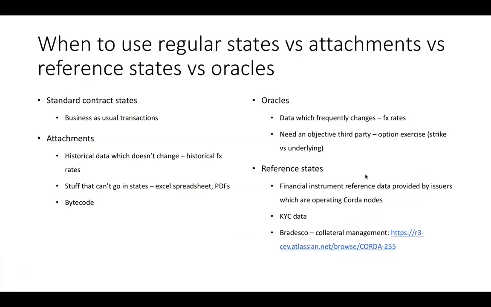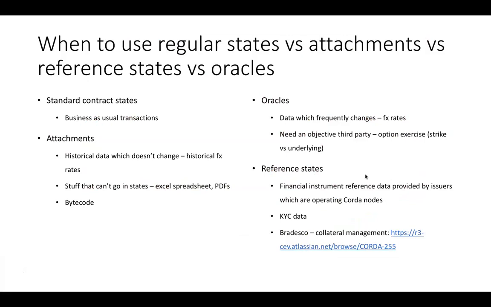If you need an objective third party, for example, to check to see whether you can exercise an option, to see what the strike versus the underlying price is, then you would need to use an oracle service. Also, if the data is proprietary, then you'd probably want to use an oracle service as well. However, where do reference states come in? When would you use them?